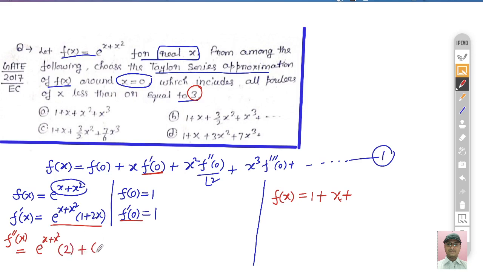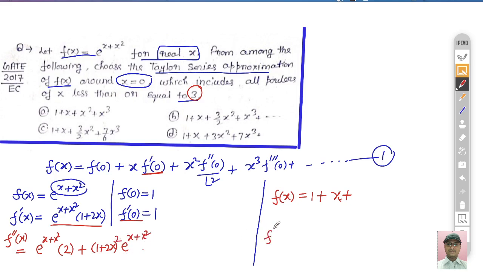Now plus the second function, that is 1 plus 2x, into the differentiation of this function. This function means e raised to the power x plus x square. So e raised to the power x plus x square is nothing but itself, and again the differentiation of x plus x square is, x is 1, x square is 2x, so 1 plus 2x. So once you write it again in multiple form, you can write 2 times.